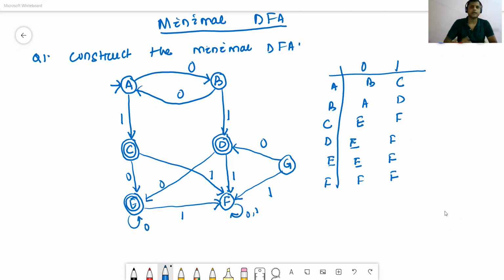Prabhas Sinjanbal. Today I will discuss some more examples of minimal DFA. In the previous class, we already discussed the construction of minimal DFA, the rules or steps for how to construct it. But in this class, we'll construct some more examples of minimal DFA.